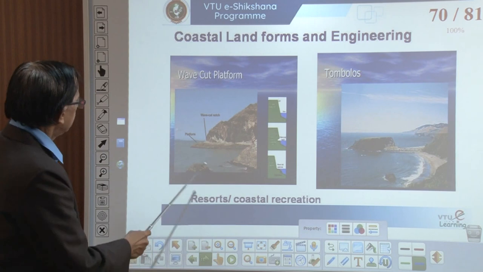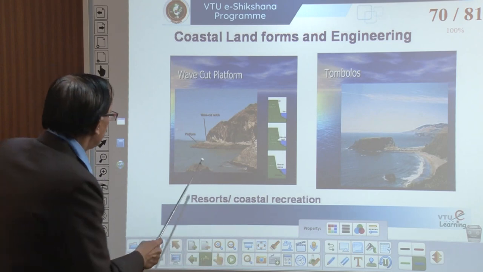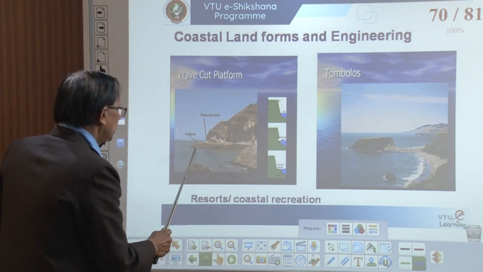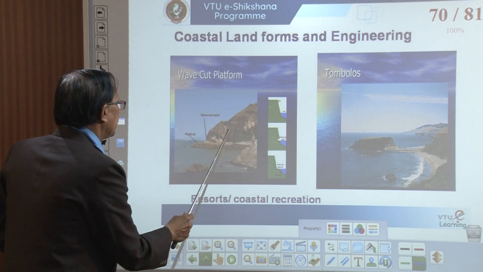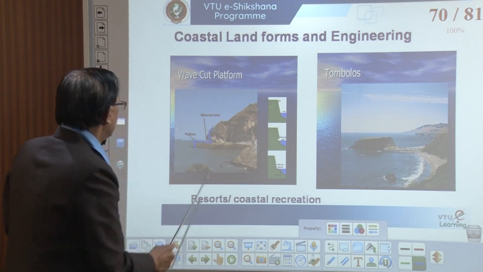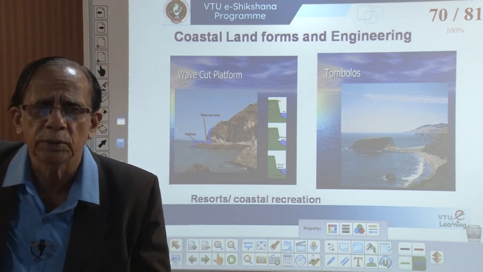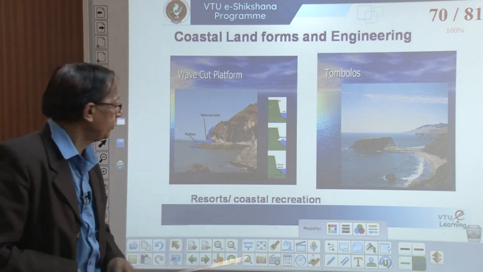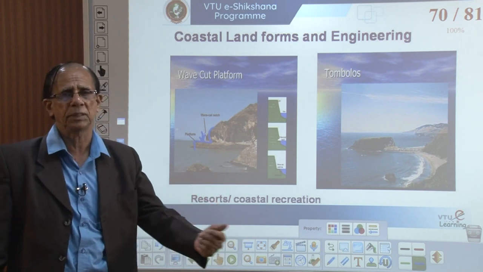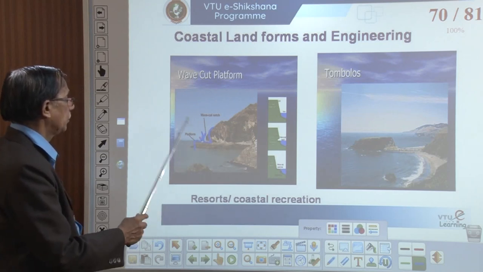Friends, now this is, we have a beautiful platform, a wave cut platform. Now, in the coast, especially in front of these headlands, we may have plain land built. And this plain land is in many ways an attraction, very close to the sea. Can we construct some structure like a resort? Yes, wonderful. That becomes a recreation center. Many recreation centers are ideal in and around the wave cut platform.